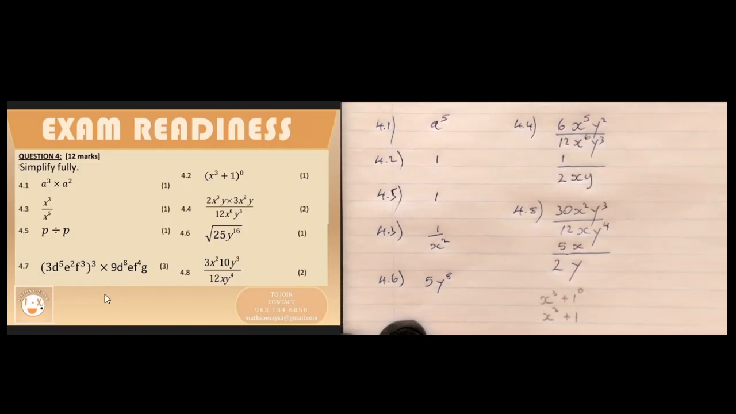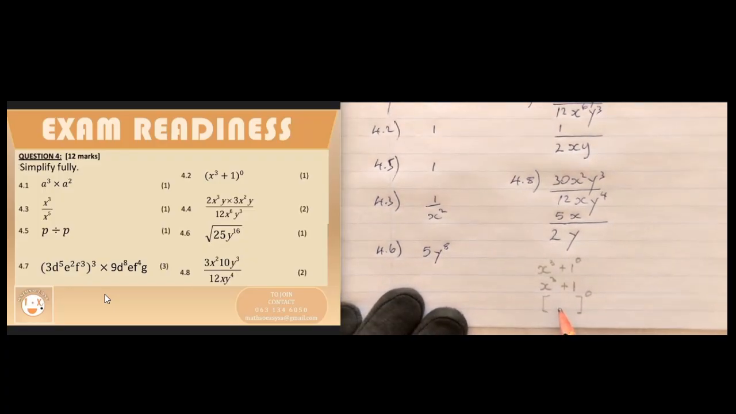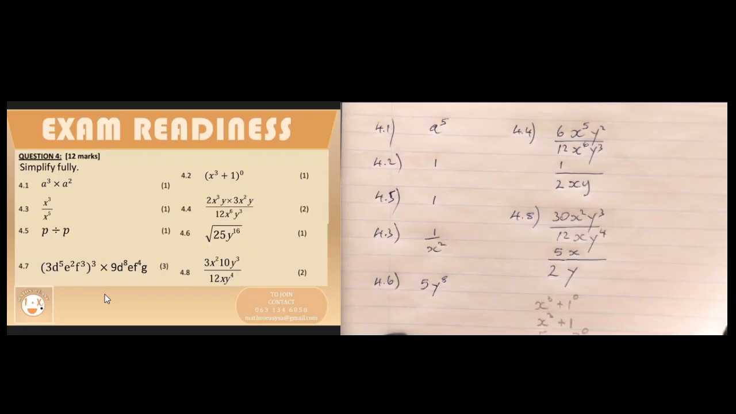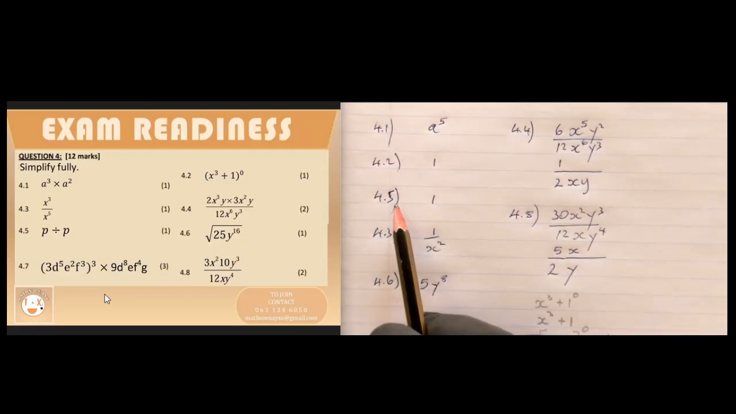But this time it is everything that is inside. So anything that is inside your bracket, doesn't matter, all of them will be to the power of 0. Okay. So it's a 0 there. It's a 1. That's what they wanted to see with the 4.2. Then 4.5. Remember, anything divided by itself is a 1.